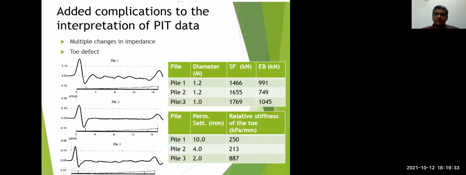Now, for example, these three piles are from the same site. You can see pile 1, pile 2, pile 3. I have named them like that just to give you an idea. These piles are from the same site, but one pile is actually longer than the other. And you can see the toe reflection of these piles. All these piles are kind of positive. So what is the positive toe reflection?